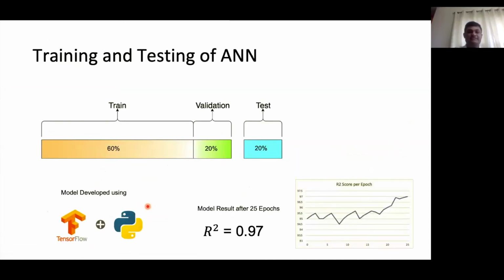To train and test the models, we randomly shuffled the dataset consisting of the 10 principal components and the foodborne case data. We use the first 60% for training. We use the next 20% for cross-validation to compute the hyperparameter values, and the remaining 20% is used to test the model itself. The artificial neural network is developed using the Python programming language and TensorFlow machine learning library. After running through 25 iterations, an R-squared value of 0.97 was found.